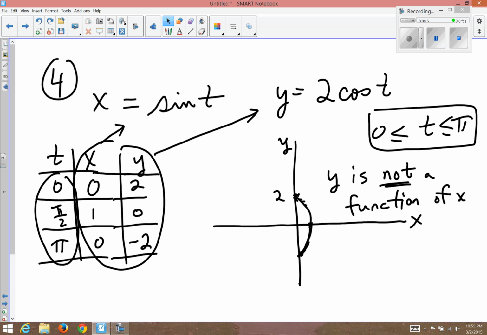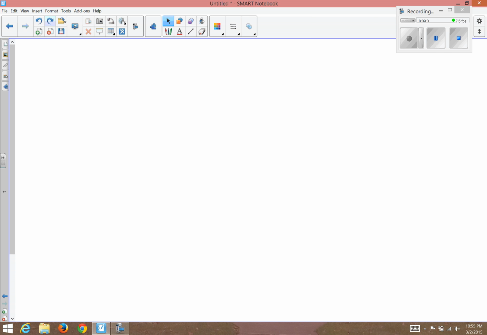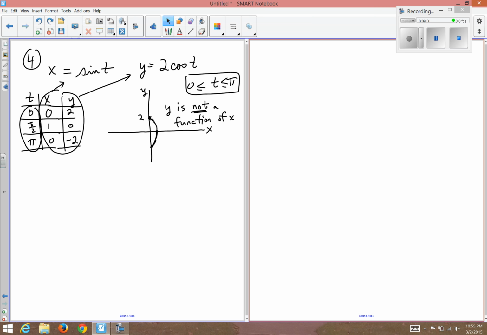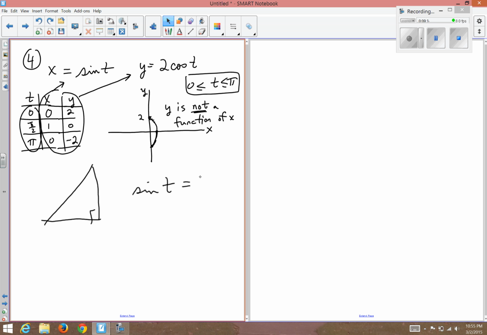So all we have left to do is eliminate the parameter to find an equation that relates x and y directly. And this can be done with trigonometry. Suppose we have a right triangle. We know that the sine of t is equal to x. It's given. And this angle right here is angle t. We can put an x here and a 1 here because sine is opposite over hypotenuse. Sine of t, here's angle t, is opposite over hypotenuse.